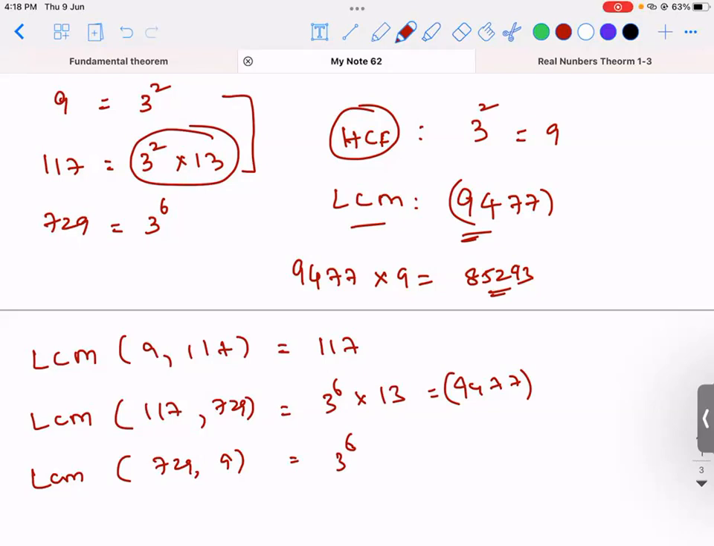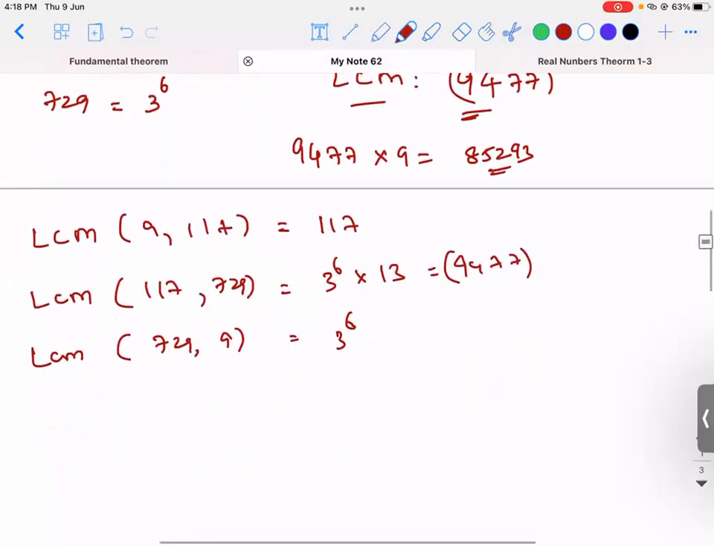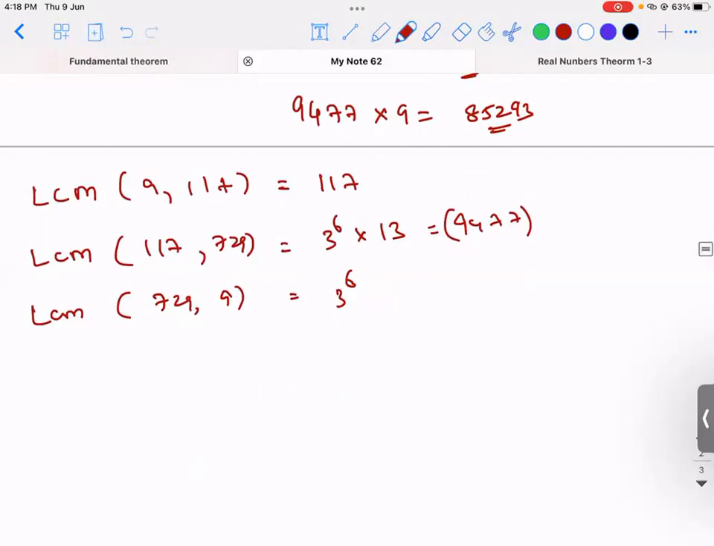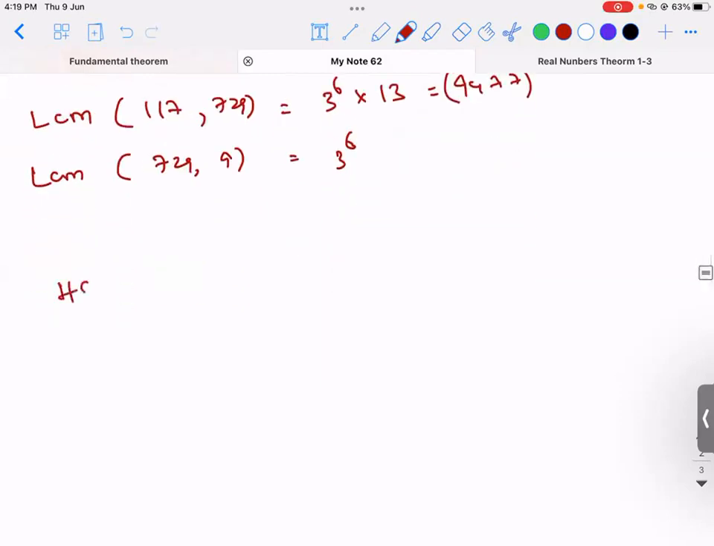LCM of 729 and 9. What is common among both? 3. So 3, what is the highest power? So 3 power 6 is 729. You understood? Yeah. Substitute it. Is there anyone else who is having doubt? Did anyone get the answer as 9? So see, this will help you to understand and cancel common terms. This is mainly a problem based on exponents, not multiplication skills. Okay. So what are we trying to find? HCF of 9, 117 and 729.